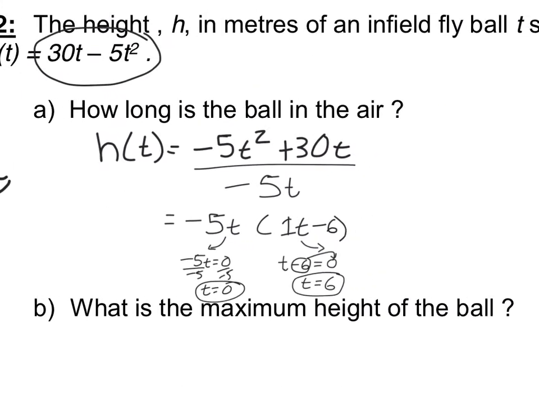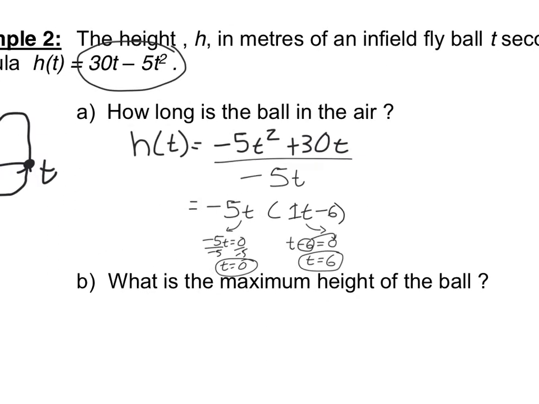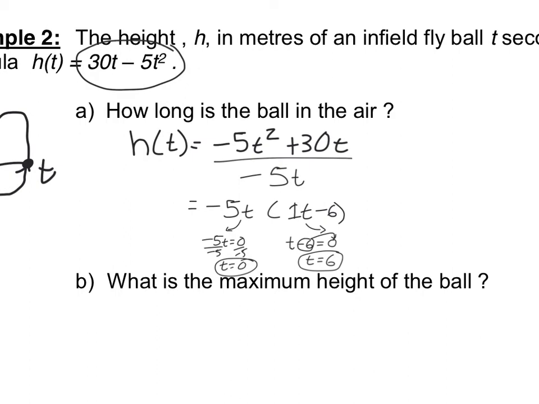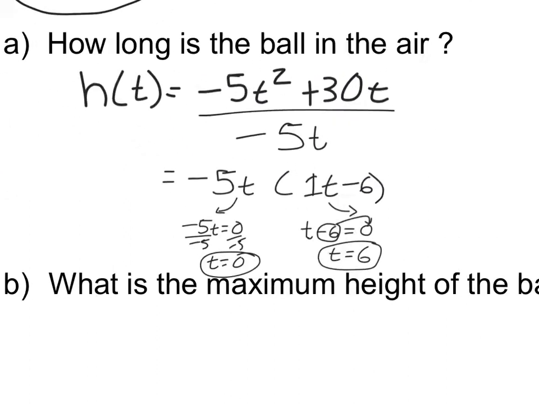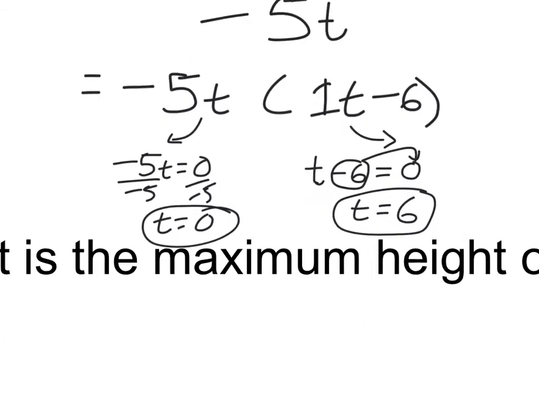So then I would write a therefore statement. Therefore the ball is in the air for 6 seconds. And now my next question is asking me to find out what was the maximum height of the ball. Well, we know that the maximum height occurs in between our two x-intercepts. So when the ball was first hit to when it landed.